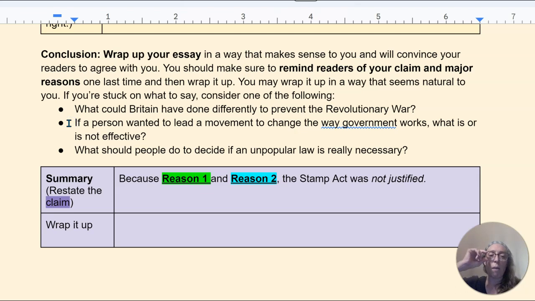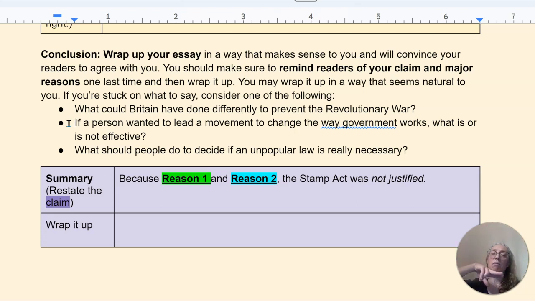Another way that you could wrap it up is, these last 2 are kind of like, what do people do now if there's a law or a tax or something that we don't like? If a person wanted to lead a movement to change the way the government works now, what is or is not effective? What did the colonists do that was effective? What did they do that was not effective? Or what did Britain do that was not effective? How do we take this lesson and make it work for us now if we want to make change?